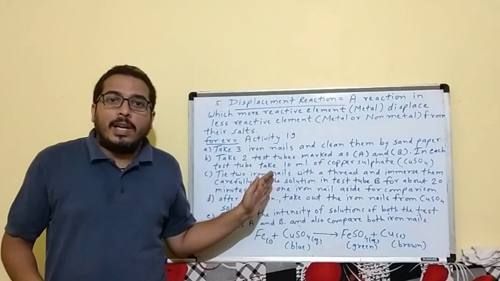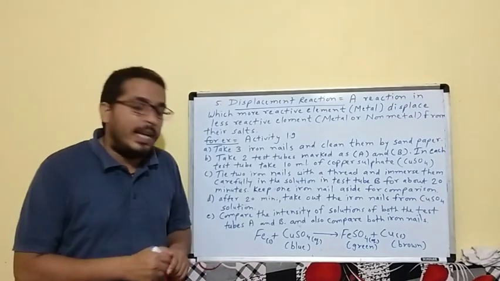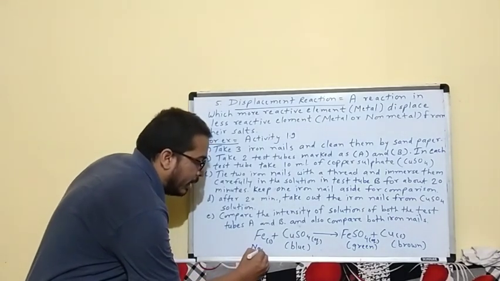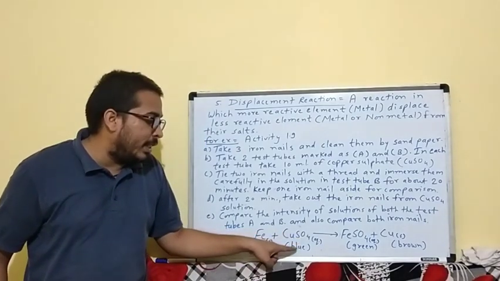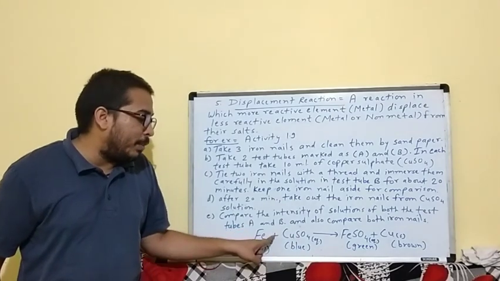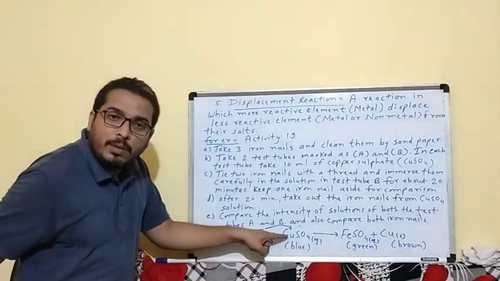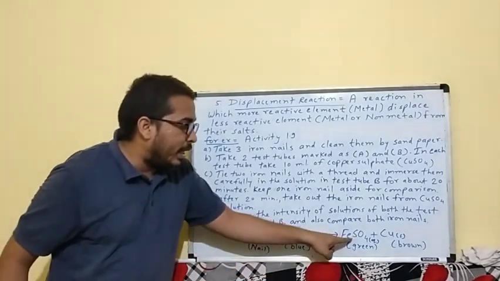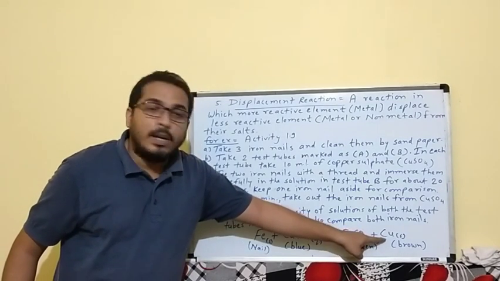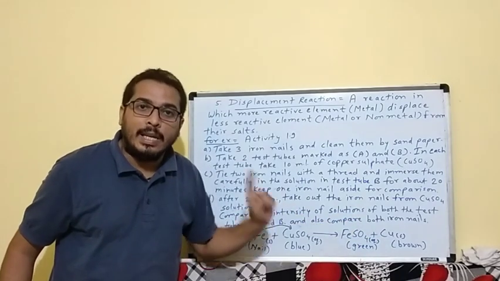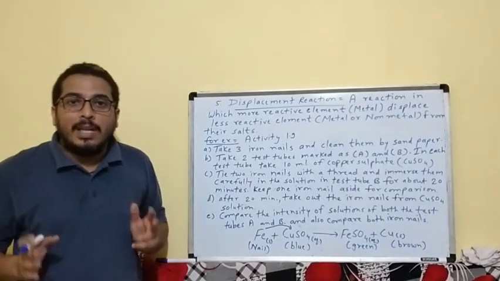So for this particular activity we have a chemical reaction. Fe means this iron nail. When this iron nail is immersed into copper sulfate, that is a blue color solution, after the displacement, this iron displaces copper from its compound, and FeSO4 will form, which is a green color solution, and copper will be deposited on the iron nail. So this activity is helpful to explain the displacement reaction.